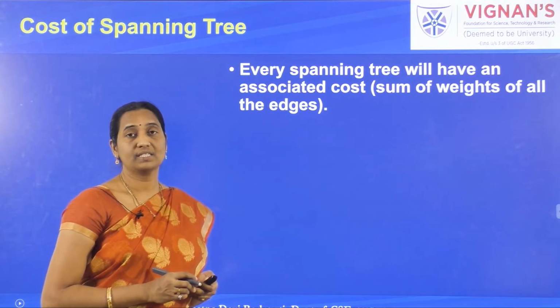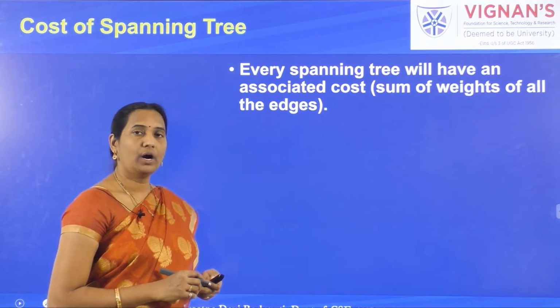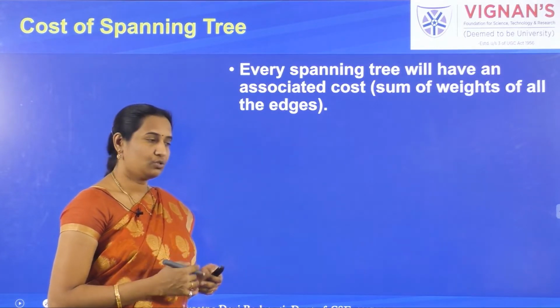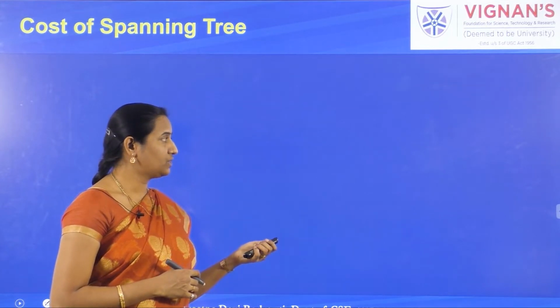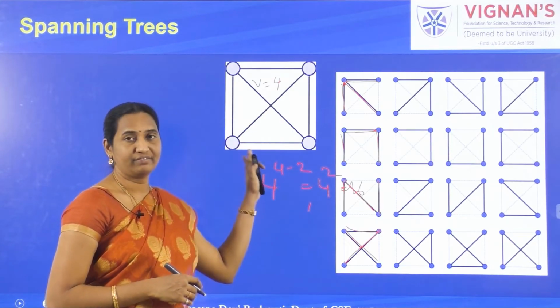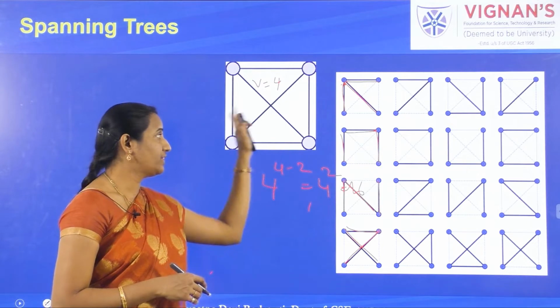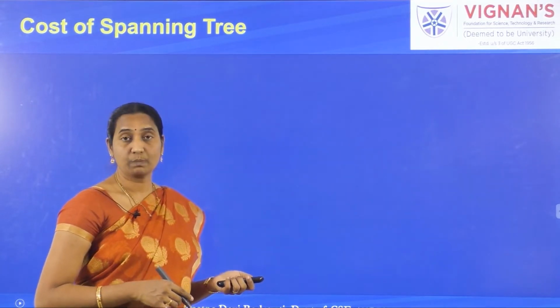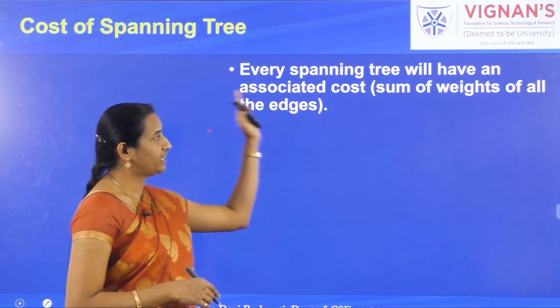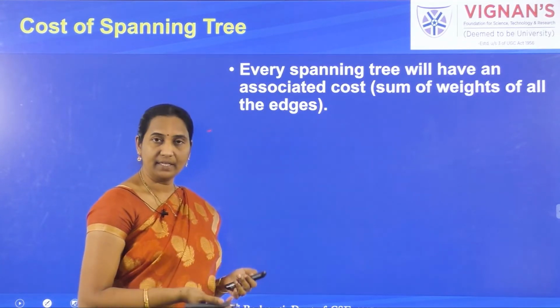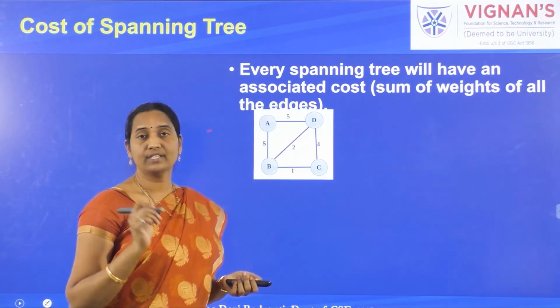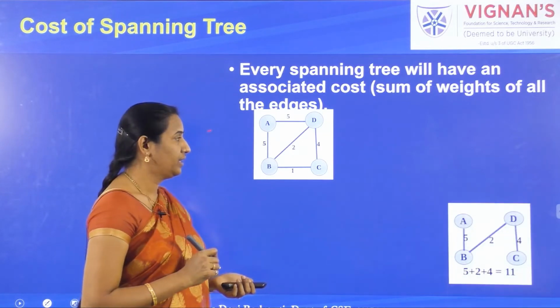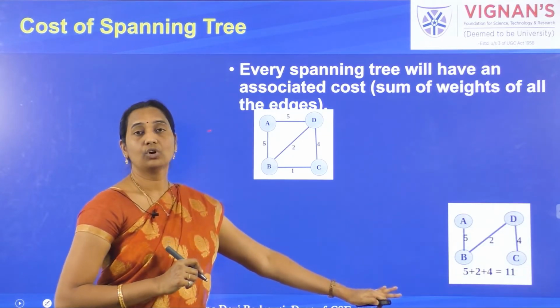Now let's see what the cost of a spanning tree is. So how do you compute the cost of a spanning tree? So far we have discussed the spanning trees for an unweighted graph. Say for example, if the graph is weighted, then it is possible to define the cost of the spanning tree. So for the given weighted graph, you can define the cost of the spanning tree as the sum of the weights of all the edges in the spanning tree.